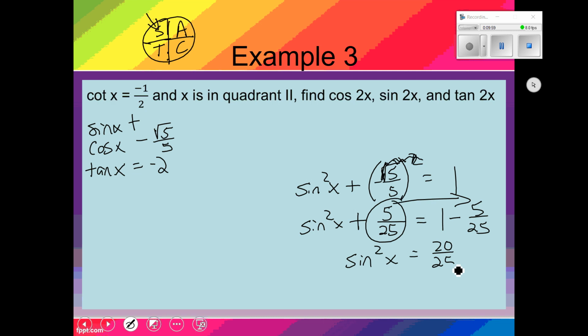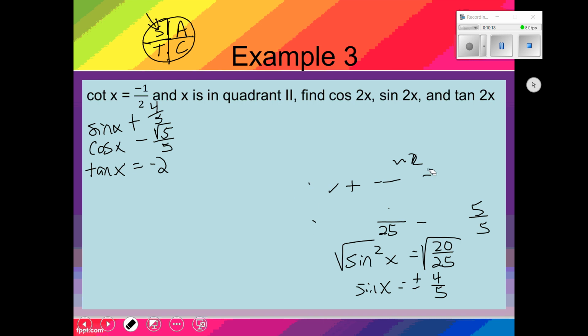20 over 25, and I'm going to take the square root, and so this is going to be plus or minus 4/5. And we want to make it a positive 4/5 because we are in quadrant 2. Okay, so now we're going to go to our formulas.